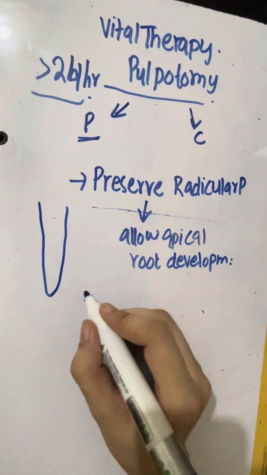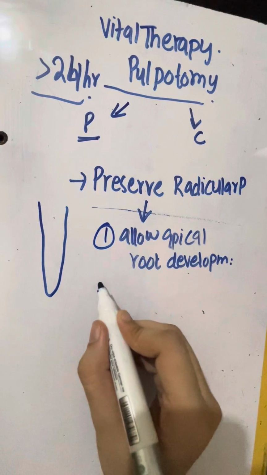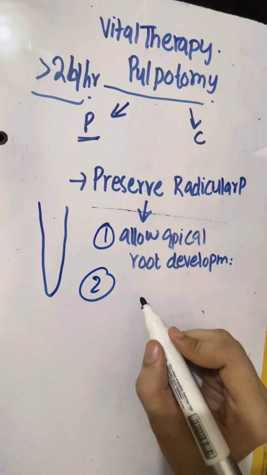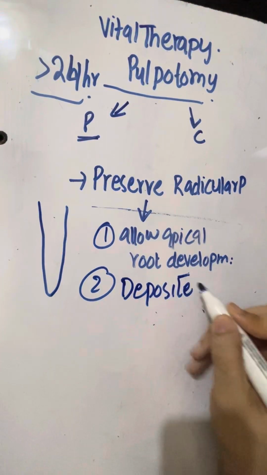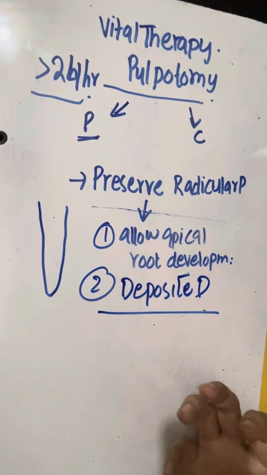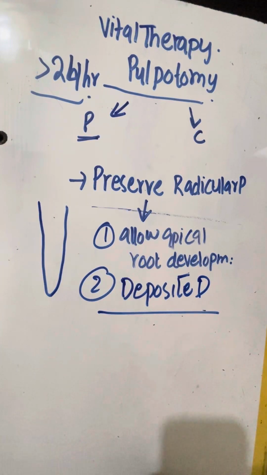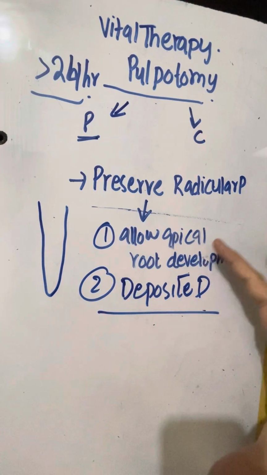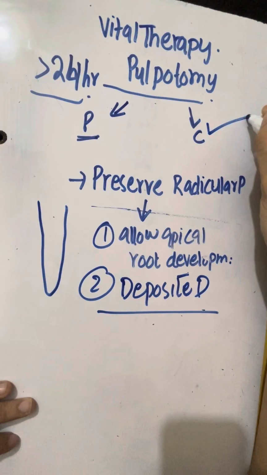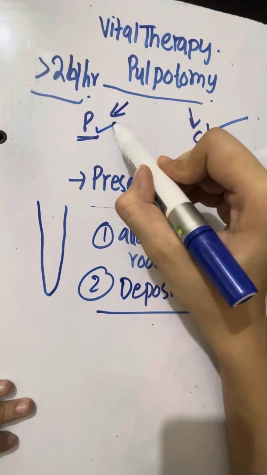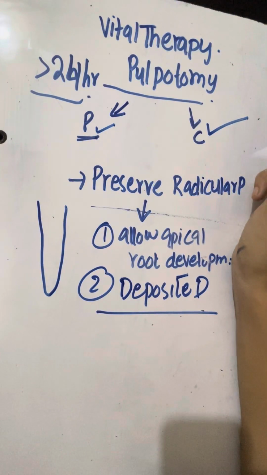So if we are preserving radicular pulp, it will allow the apical root development and the apex will close. The second advantage is it will deposit the dentine. What is the function of the pulp? It deposits the dentine, it nourishes the dentine. So if the radicular pulp is present, it will allow the apical root development and it will deposit the dentine. So how much pulp should we remove? How can we know that we have to go for complete pulpotomy or partial pulpotomy? It depends on the contamination of the pulp.